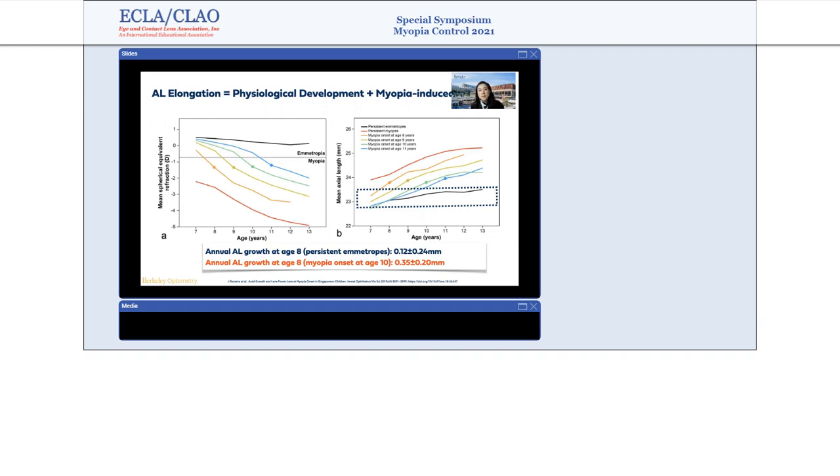And on top of that, the group that actually became myopic at age 10, their axial elongation at age 8, which is 2 years preceding the refractive onset of myopia, is already 3 times faster than their age-matched persistent emmetropic group. So this suggests that measuring axial length starting at the refractive onset of myopia may not be early enough to capture the start of the abnormal axial elongation. And instead, we should start taking the baseline axial measurement as early as possible and look at the changes over time.